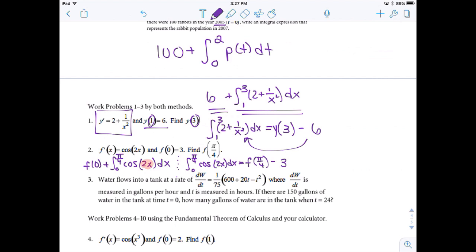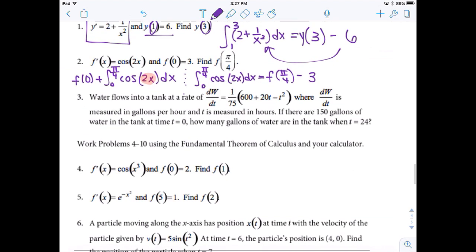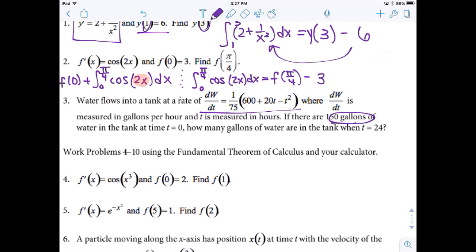Now, this is exactly the same as if I give you something like number 3, where I say this is your rate of change. There are 150 gallons initially. We know that means that's our initial. How many gallons are in the tank at 24? So this would be 150 plus the integral, starting at t equals 0 and going to 24 of dW/dt dt. And from there, you could actually do your antiderivative.